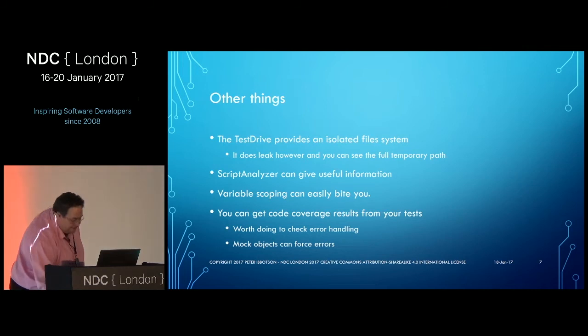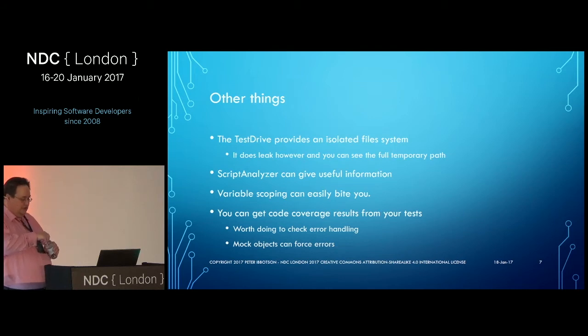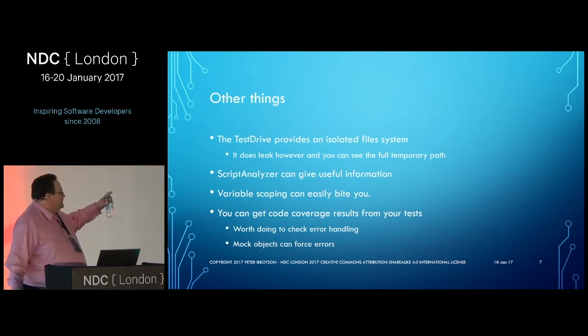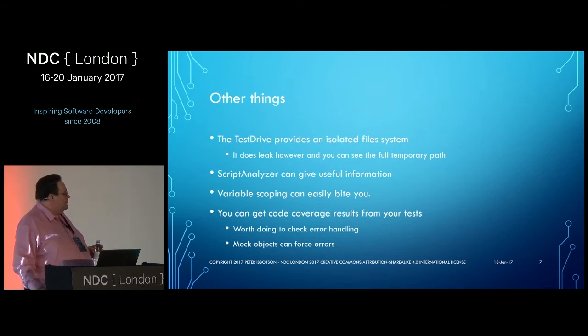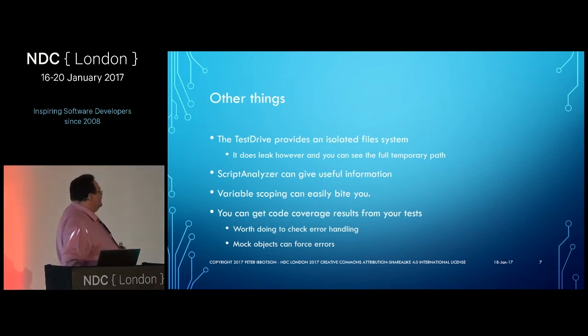The other good things are TestDrive, which provides you with an isolated filing system. It does leak, so when you do a directory, you can sometimes see the full temporary path. Script Analyzer can give some useful information out for you. Variable scoping can bite you. The Script Analyzer, by the way, is configurable. And you can get code coverage from your tests. So it's worth doing sometimes just to check that somebody's actually got decent error handling in. And mocking objects can quite easily force errors.